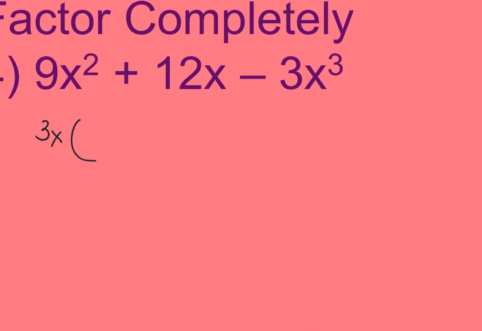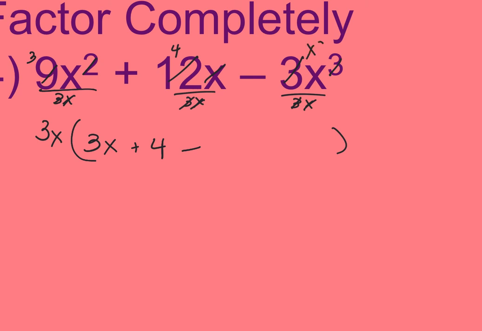3x. So I would divide this by 3x, and this by 3x, and this by 3x. And I'd end up with 3x, because the 3 goes into 9 3 times, and one of the x's cancel out. Plus 3 goes into 12 4 times. Both x's cancel out. Minus 3 goes into 3 1 time. One of the x's cancel out. And I'm left with 3x plus 4 minus x squared.